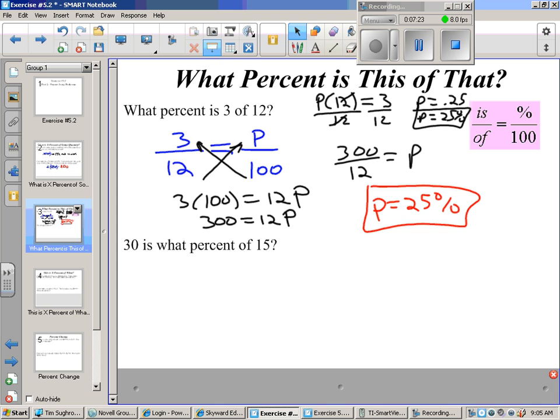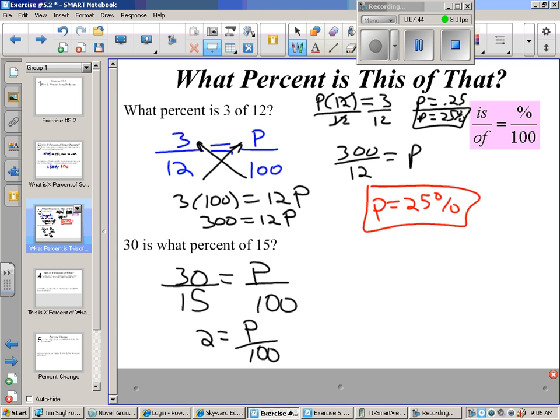So this one, 30 is what percent of 15? So 30 is the is part. The of part is 15. And we just go P over 100. 30 over 15, hopefully we don't need a calculator for that. That's going to be 2.